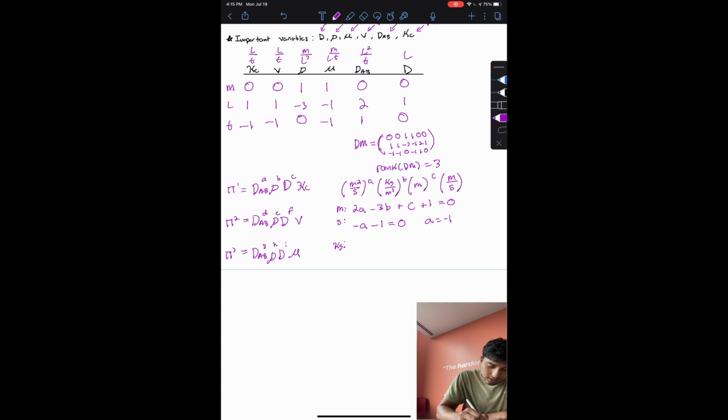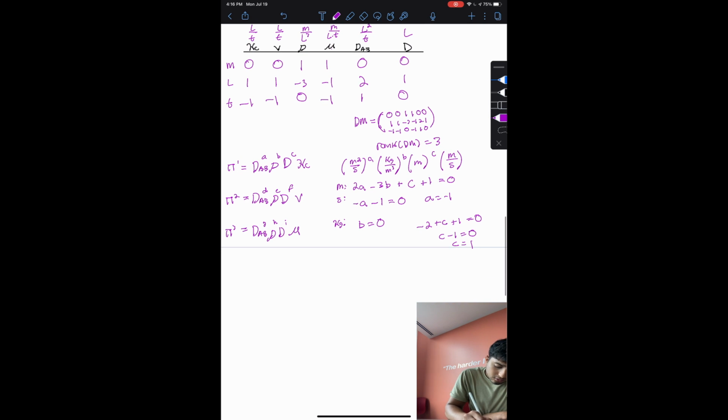For kilograms, there's no kilograms over there. We're going to have b, okay, no kilograms there, so we know b is equal to 0. So now we can plug that in. This is negative 1, so it's going to be negative 2 plus c plus 1 is equal to 0. So it's going to be negative 1. So c minus 1 equals 0, c equals 1.